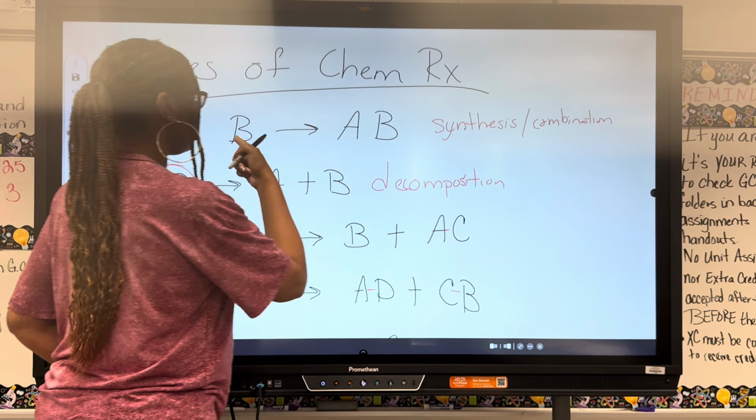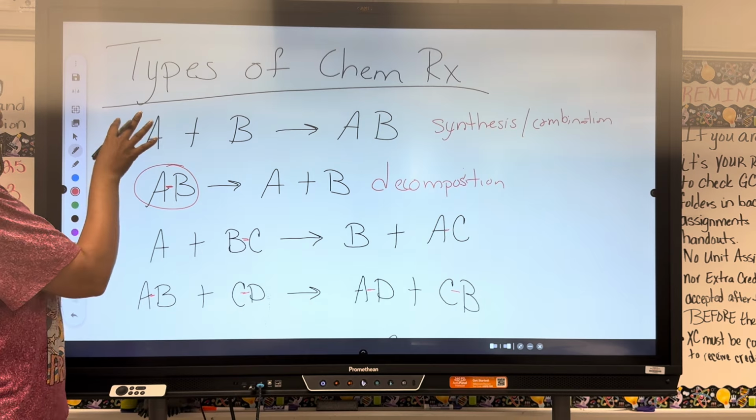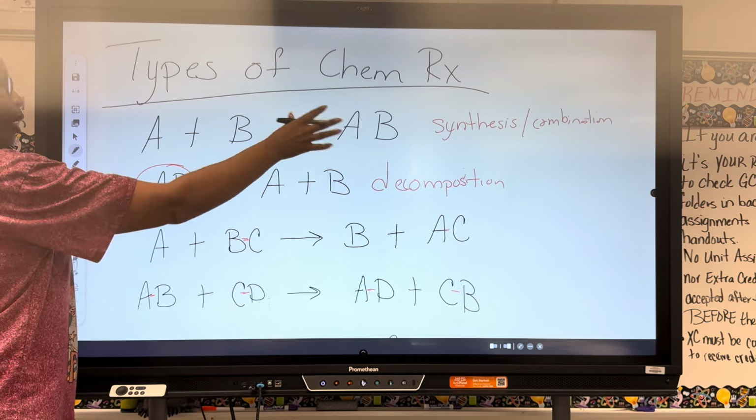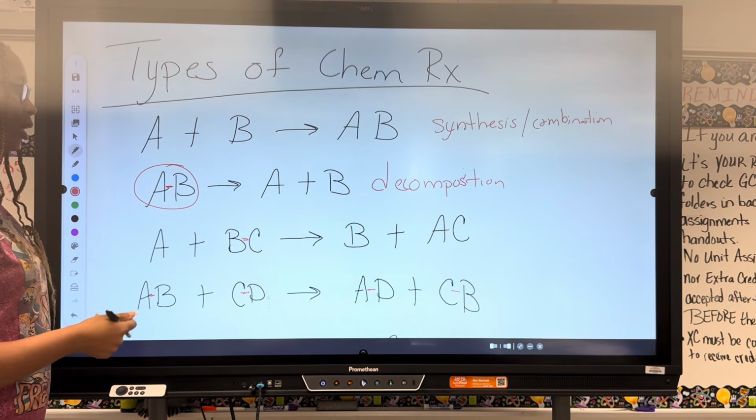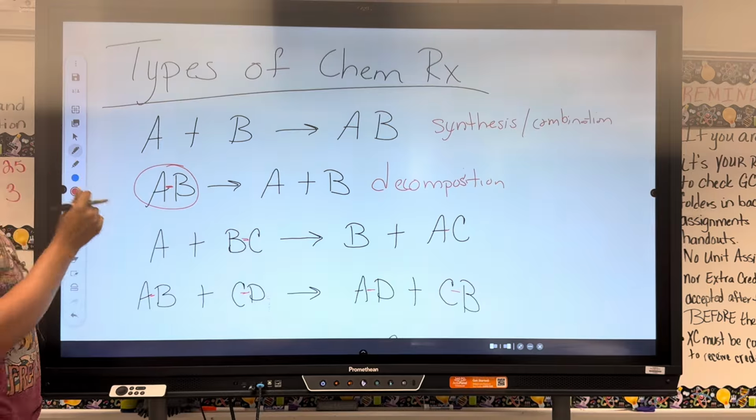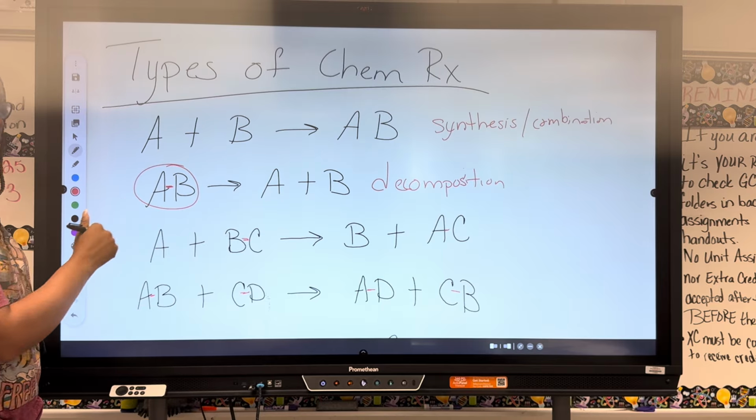So what's the key here? If I have more reactants than products, synthesis, right? I'm putting things together to make something. Here, I'm breaking something down, so I'm going to have more product than reactant.